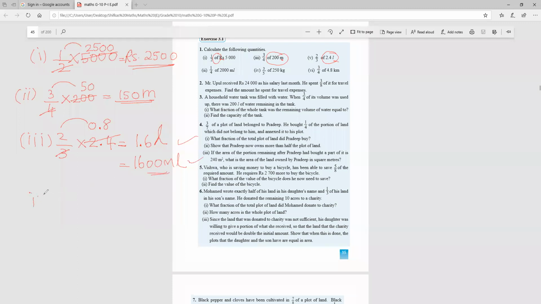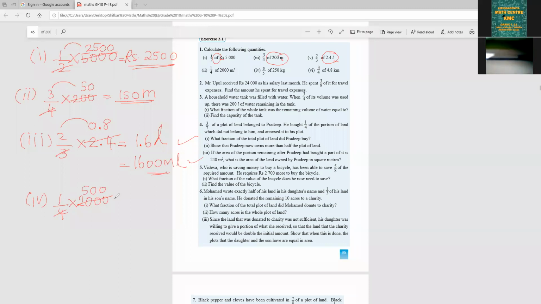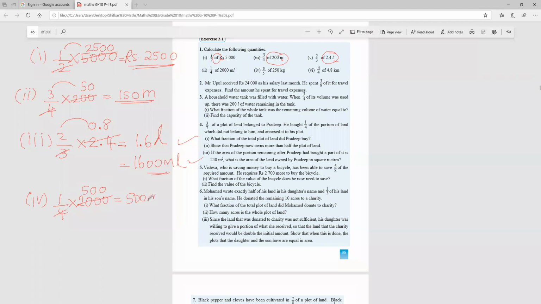Okay, fourth question. 1 over 4 of 2000, "of" means multiplication. 2000 divided by 4 is 500. That is 500 milliliter. Fifth one, 3 over 5 of 250, "of" means multiplication. 250 divided by 5 is 50. 3 into 50 is 150. This is kilogram. You have to write kilogram.